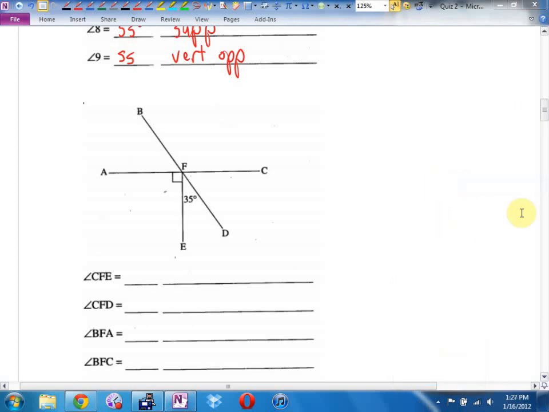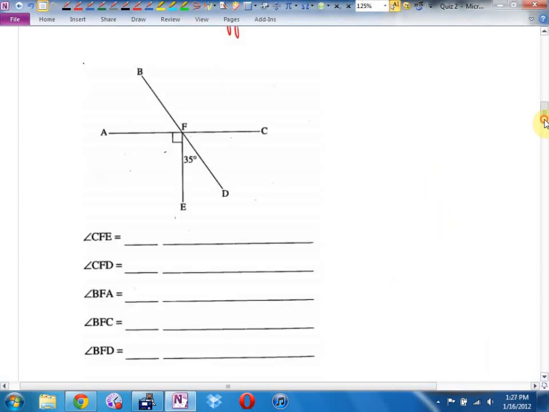Here we go. Continuing on. Angle C, F, E. Oh, that's 90 degrees. Why? I'm going to say supplementary or angles on a line. Angle C, F, D. That's 90, that's 35, 55 degrees. And I would take complementary, or angles on a line.